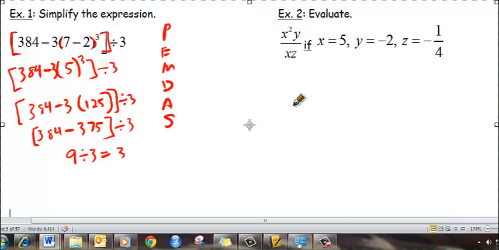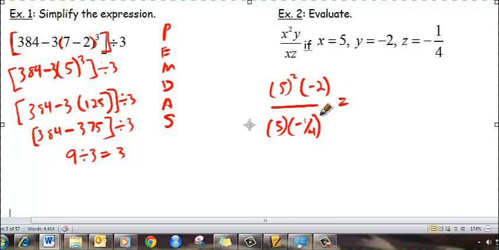Now, a problem like example 2 is exactly the same, except for the fact that we have to plug in our values. So we've got x squared here. We know x equals 5, so it's 5 squared. Everything you plug in, you should put in parentheses, times the y, which is negative 2. All of that over x, which is again 5, times the z, which is negative 1/4.